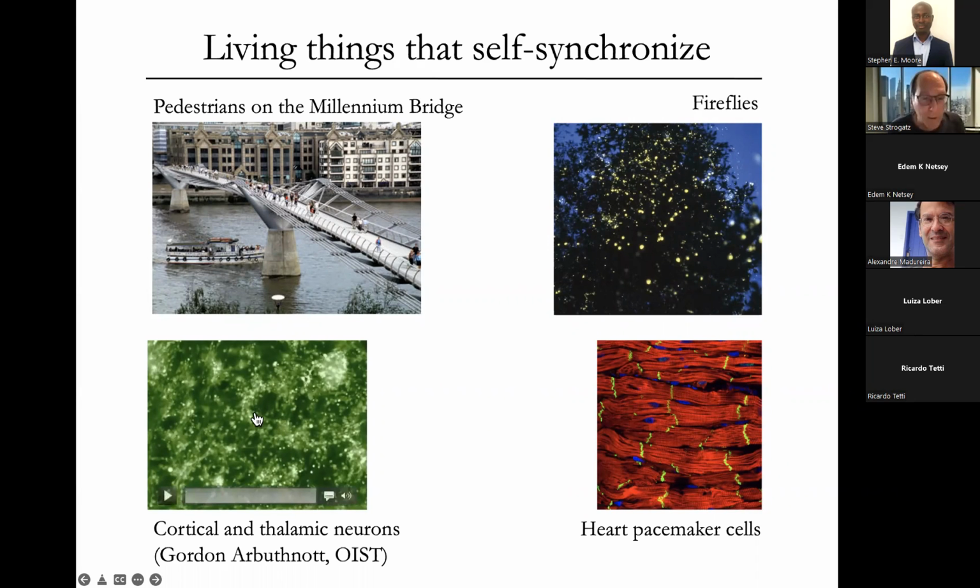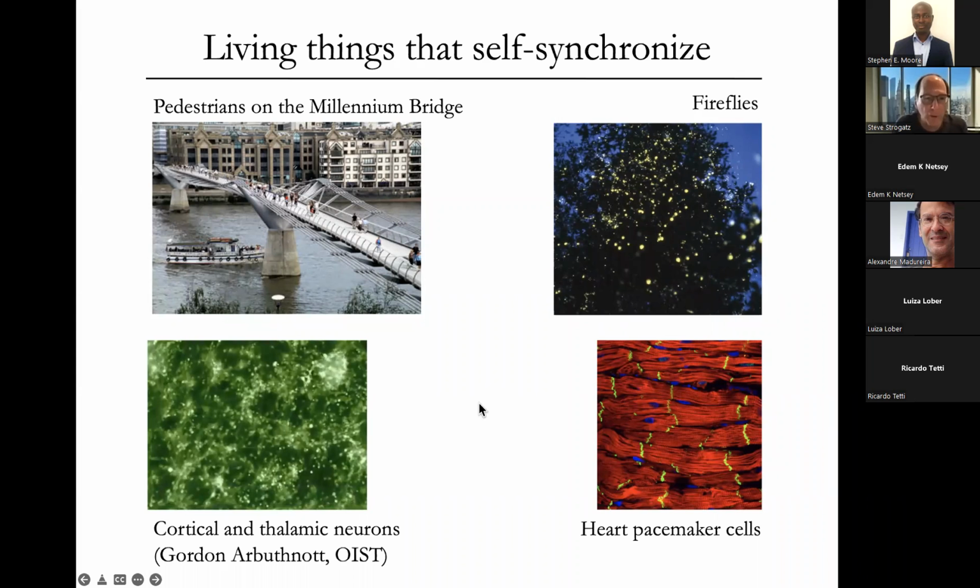Here's an example actually from neuroscience. These are neurons that were grown in a dish, and they are stained with a calcium sensitive dye so that when they flash, when they fire an action potential, they will actually be visible as if they were fireflies flashing. So let me just show you what that looks like. So keep your eye on the bottom left panel here.